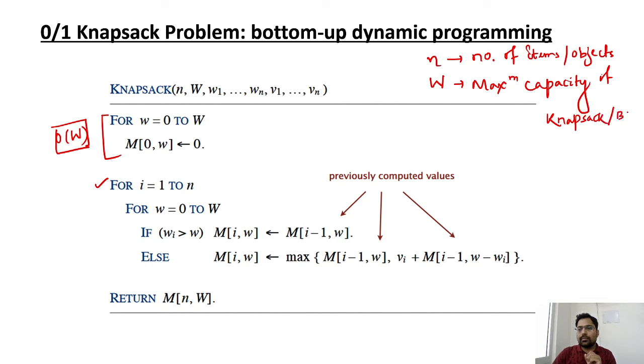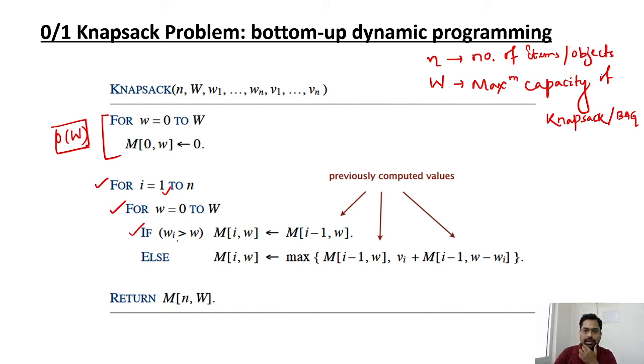Knapsack or bag through which the item could be selected. Clear? Next, small w is a weight assigned to each item. So if one is there, once it is running here, we'll be starting with zero, and we will be checking with all the items, up to w.